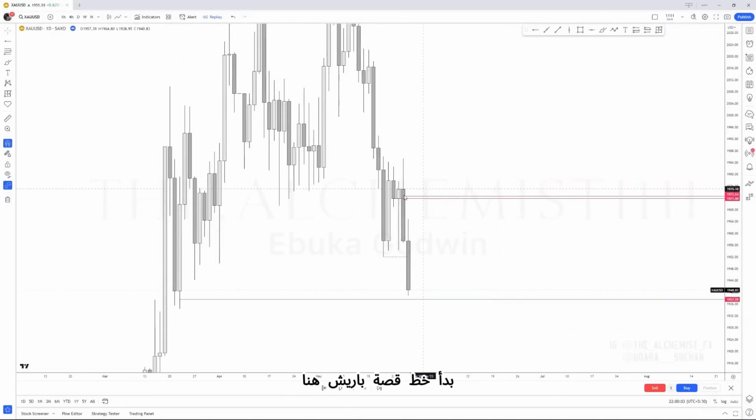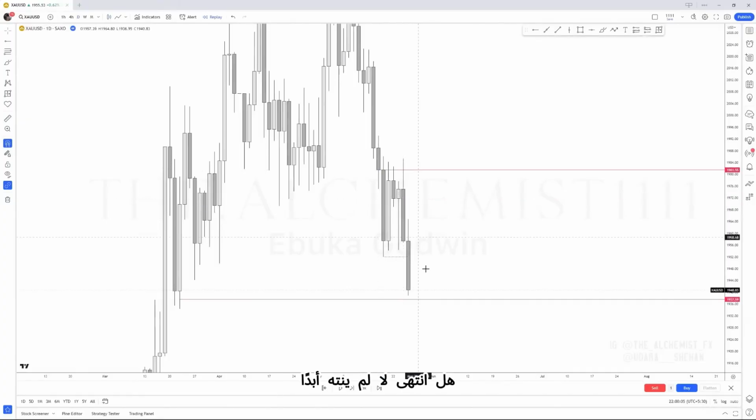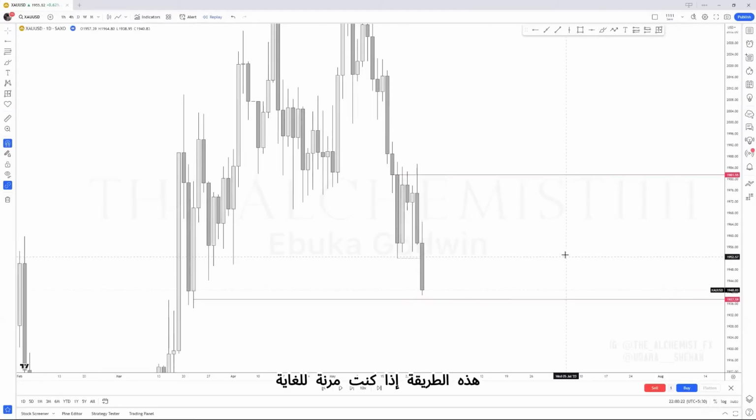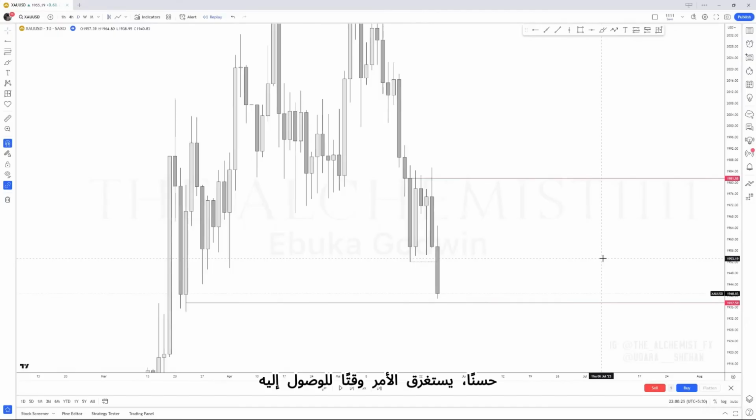Yeah, the bearish storyline started here. Did it end? No. It never ended, right? So which means you can still start looking for sells. Can you understand it? You can still start looking for sells. Now, if you are flexible, you can make so much money from this method. So it takes time for you to get to that level.